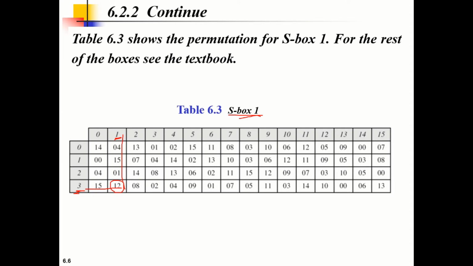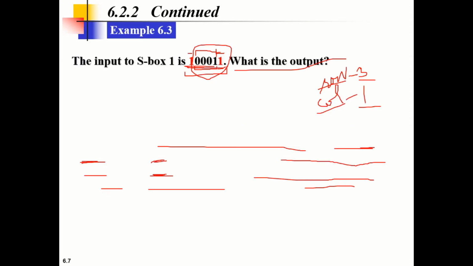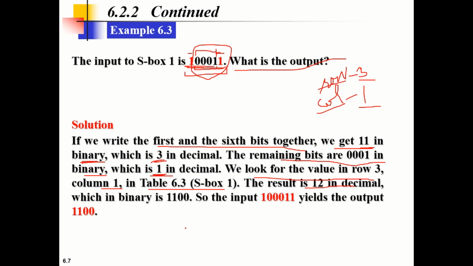So we have to convert this decimal into binary. When we convert 12 into binary, the result we get is this one. As you can see, this is 4-bit. So for this particular input, which is 6-bit, we have this output of 4 bits. So this is how these S boxes work.